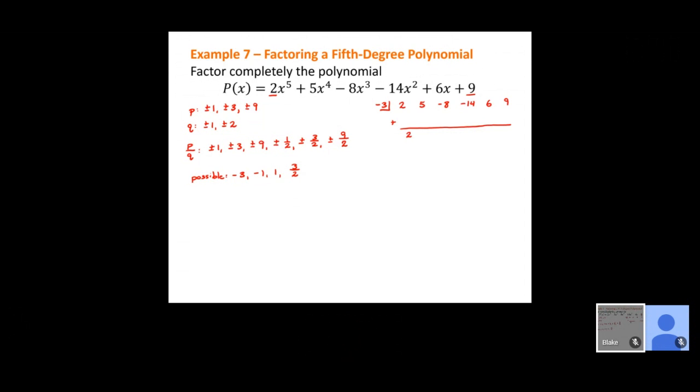Bring down the 2. 2 times -3 is -6. 5 plus -6 is -1. -1 times -3 is 3. -8 plus 3 is -5. -5 times -3 is 15. -14 plus 15 is 1. 1 times -3 is -3. 6 plus -3 is 3. 3 times -3, -9. And that gives us a remainder of 0. And so -3 is one of our zeros now.